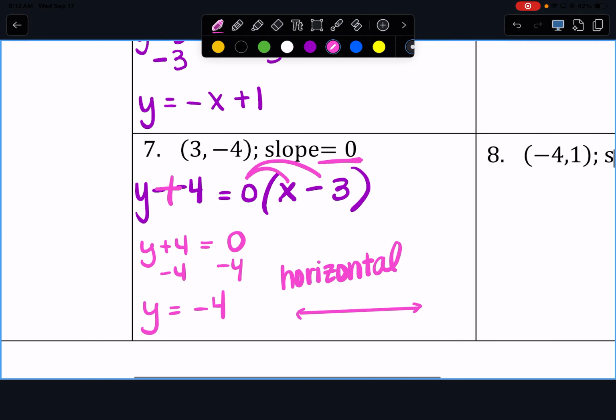All right, I want y'all to do 2, 4, 6, and 8 for me real quick. I want y'all to work on those, and then we're going to go over them.